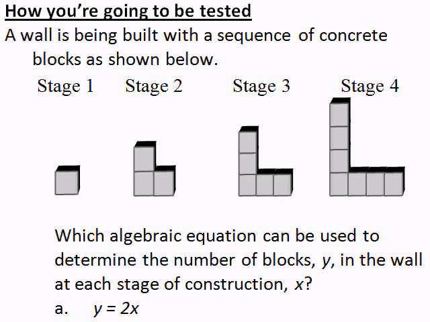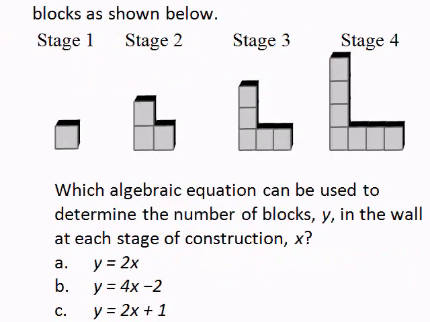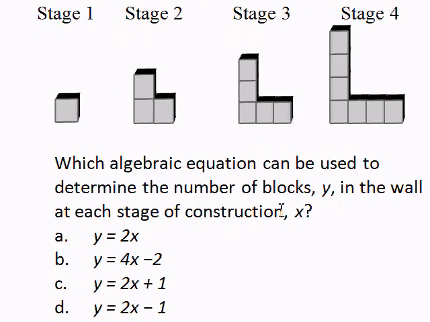stage of construction x? Now what's key to this, and we mentioned this a little bit ago, is that the nth term or the nth stage is the x variable. Notice that they tell us that x is the stage in construction. So we start making ourselves a table of values. We're going to go x, y. Y is the number of blocks.